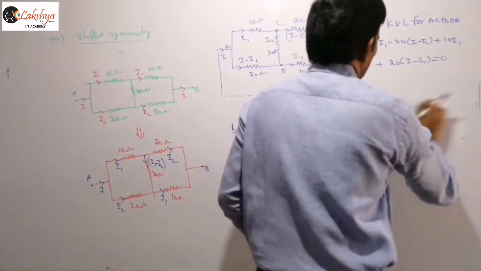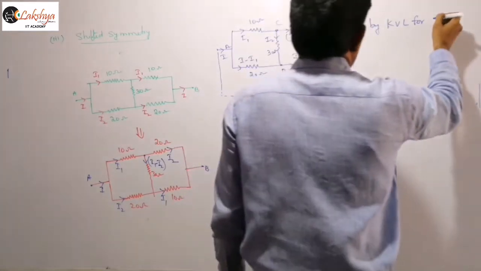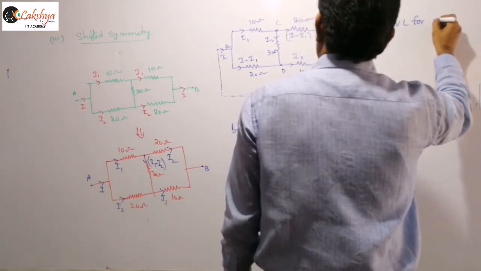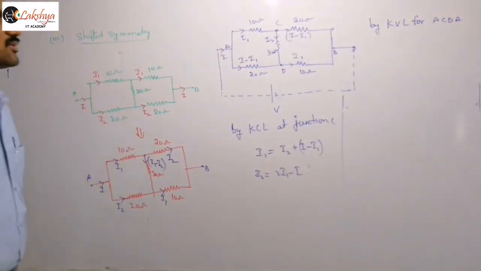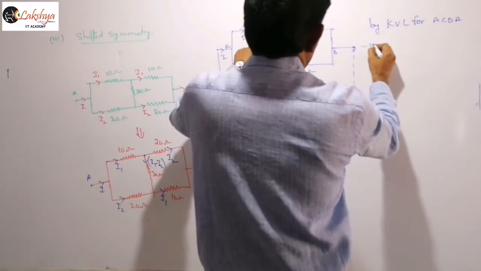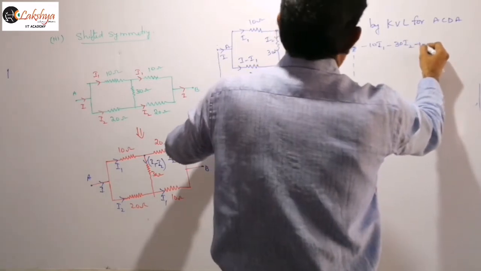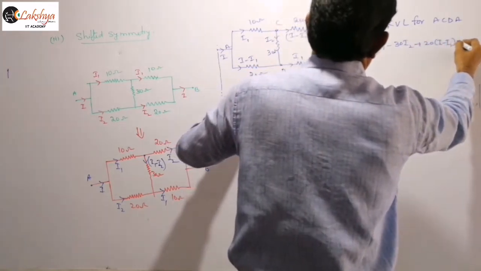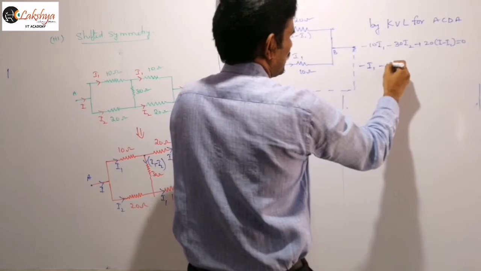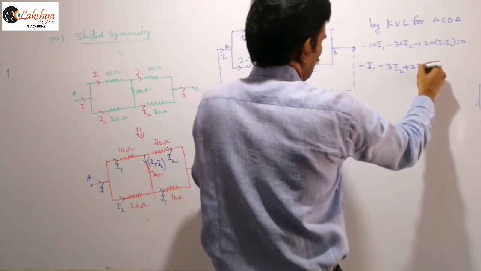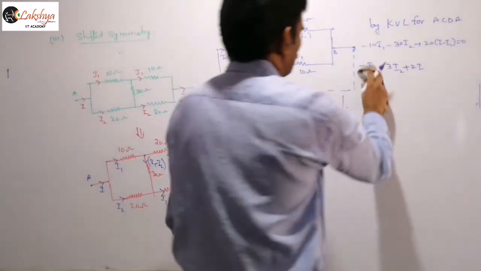So let us apply KVL for the loop ACDA. Now you will get the relation between I1 and I2. Here I can write minus 10 I1 minus 30 I2 plus 20 into (I minus I1) is equal to 0, right? Divide by 10: minus I1 minus 3I2 plus 2I. I2 you can substitute by using this equation.